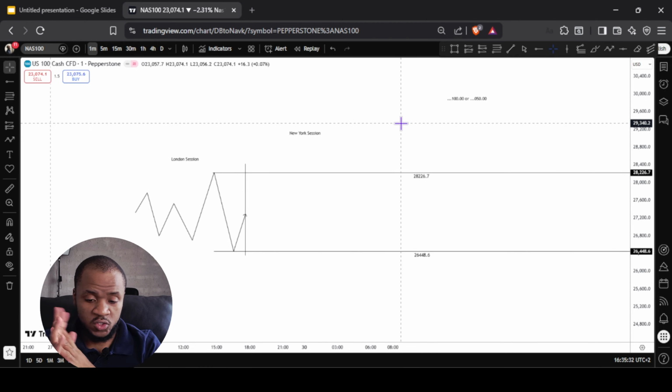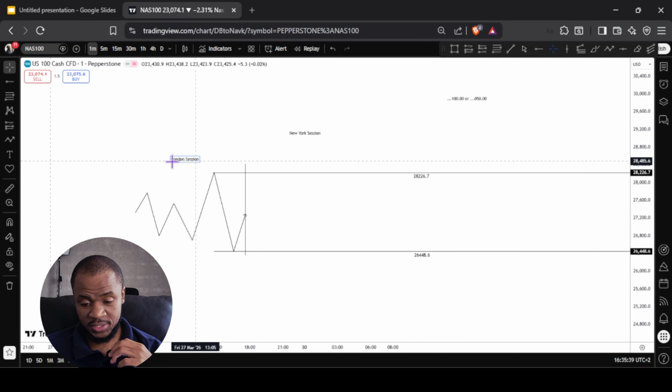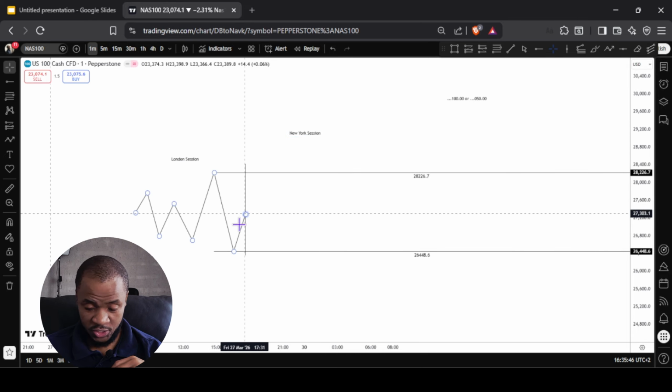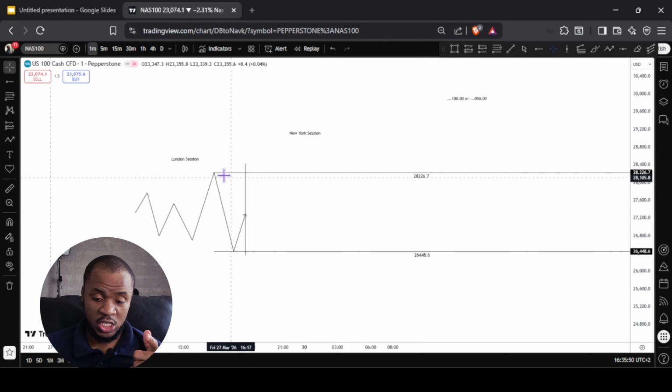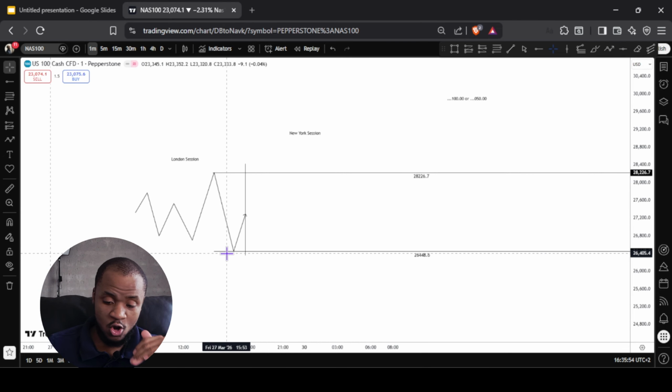So first, let's come here on this whiteboard, right? Right here on the left hand side, we have what is called London Session, and then we have New York Session. Immediately when New York Session opens, you look at the highest level of London Session and the lowest level of London Session. Those are the two key points you're going to look at.